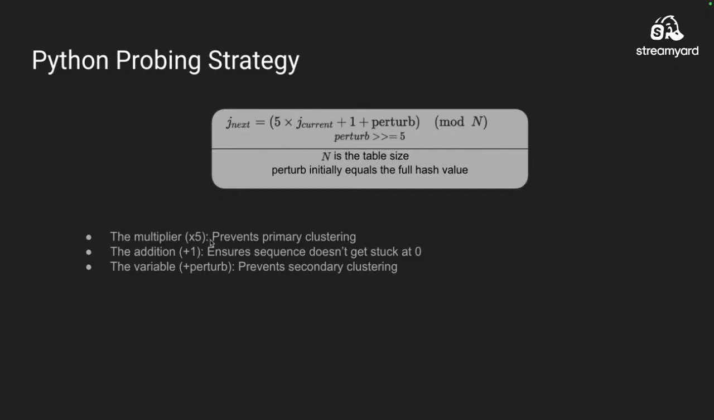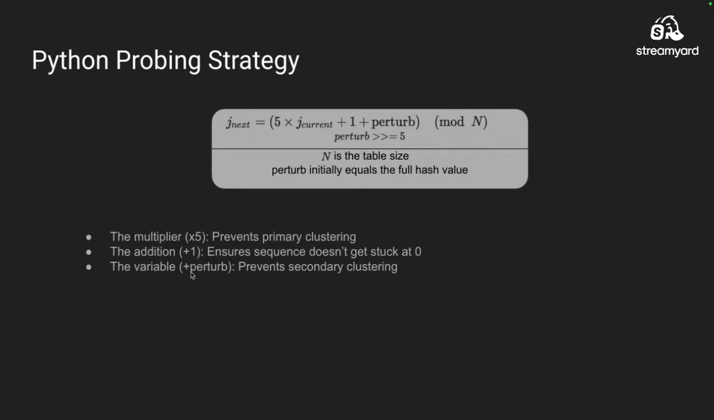And then the addition with +1. So why this is done is that, suppose the J current is 0, and perturb also can eventually lead to zeros. If you are right shifting perturb by 5 multiple times, eventually it will become 0. And suppose J current was also 0, and we are not using +1. So what happens is that 0 plus 0, right? And the sequence will just get stuck at 0. So to prevent that, we are adding this +1.